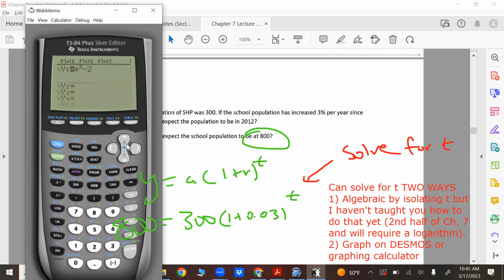So here's what you're gonna do, guys. You won't have a laptop. Okay, guys, please, I need you to focus. You make 2 equations. You can do 300 parentheses 1 plus 0.03, or 1.03, same thing, raised to the x power. Down below, you can do 800.